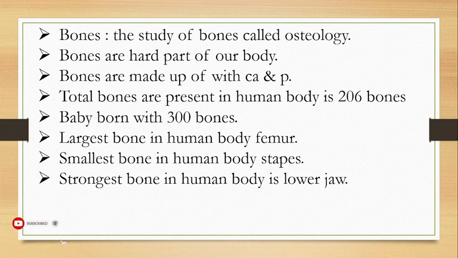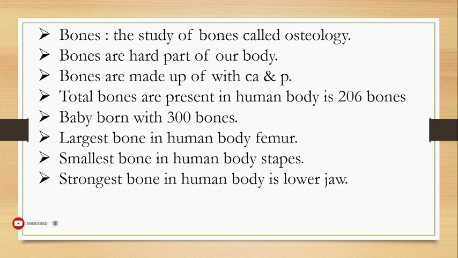The total number of bones present in the human body is 206. A baby is born with 300 bones, nothing but we can see 300 bones in children.